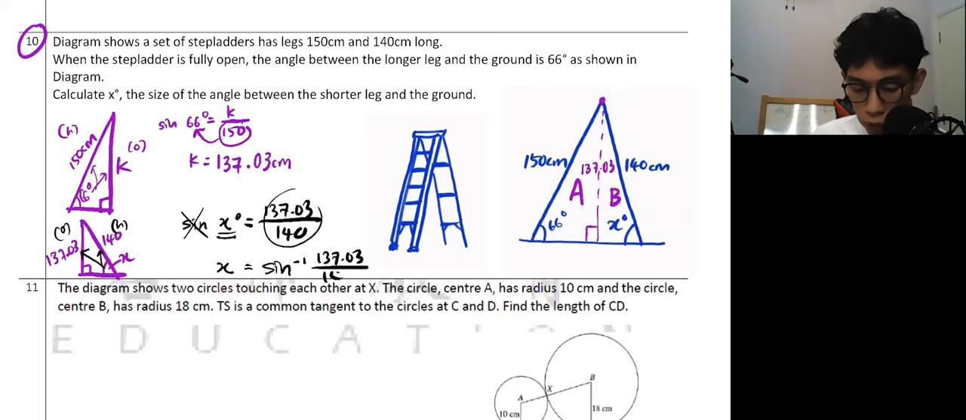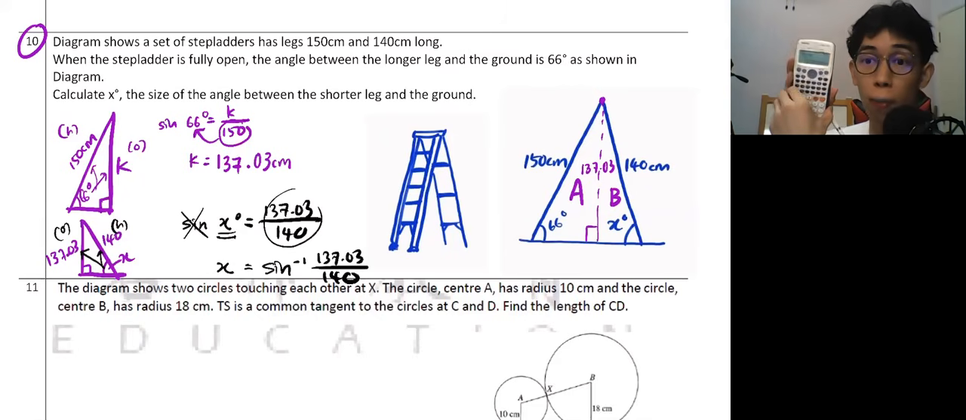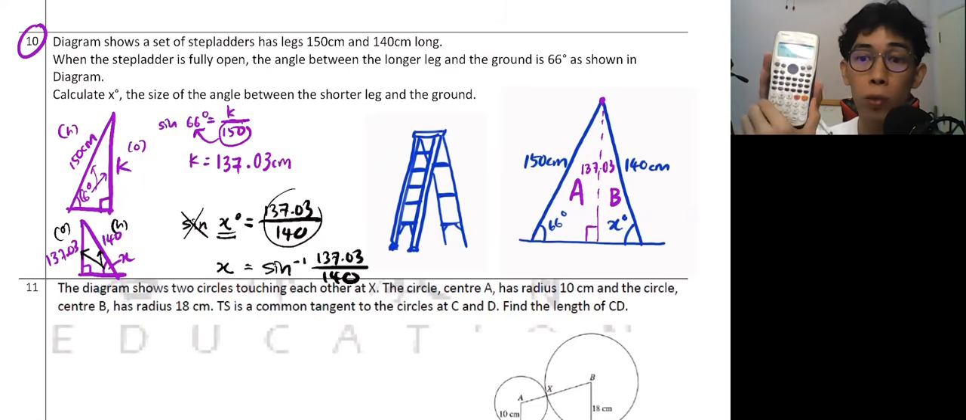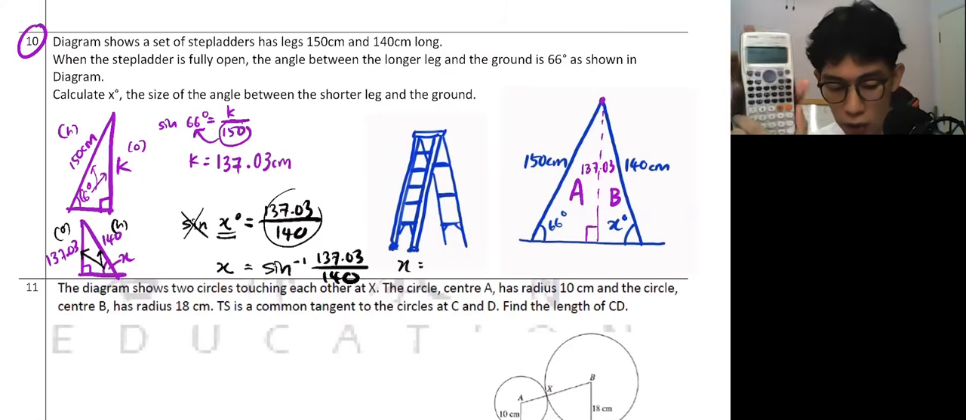Shift sine 137.03 over 140. Now some of you might ask, teacher, what's the correct way to mention it? I believe your school teacher will say inverse sine. Sine -1, inverse sine, anti-sine. There are so many ways that your teacher will mention it. I will say shift sine to remind you how to press. So now you write the proper workings there already. So to get the final answer, check this out.